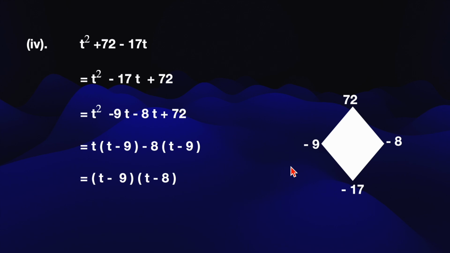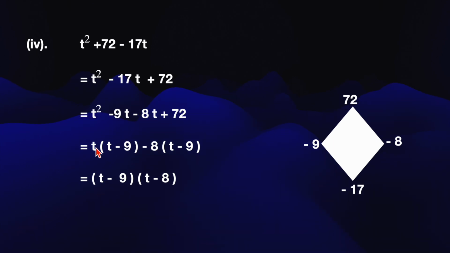So this is a hint. Okay, so here the last term is positive and the middle term is negative, so both the numbers will be negative. What is minus 9 minus 8? It is minus 17. So these are the correct numbers. So let's write down minus 17t as minus 9t minus 8t and factorize this.